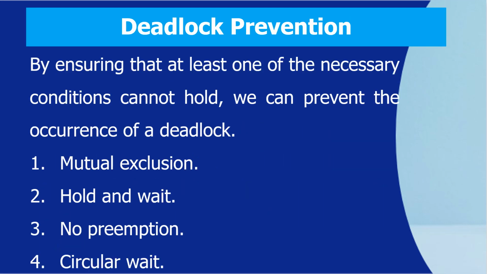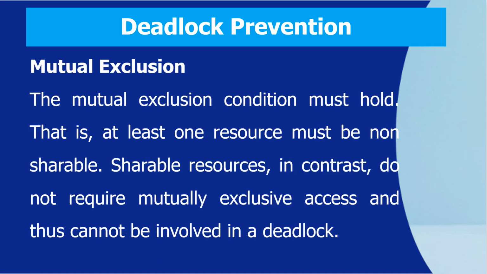Let us see how to prevent deadlock. By ensuring that at least one of the necessary conditions cannot hold, we can prevent the occurrence of a deadlock. That is, the four conditions: mutual exclusion, hold and wait, no preemption, circular wait. Mutual exclusion: the mutual exclusion condition must hold, that is, at least one resource must be non-shareable. Shareable resources, in contrast, do not require mutually exclusive access and thus cannot be involved in a deadlock.